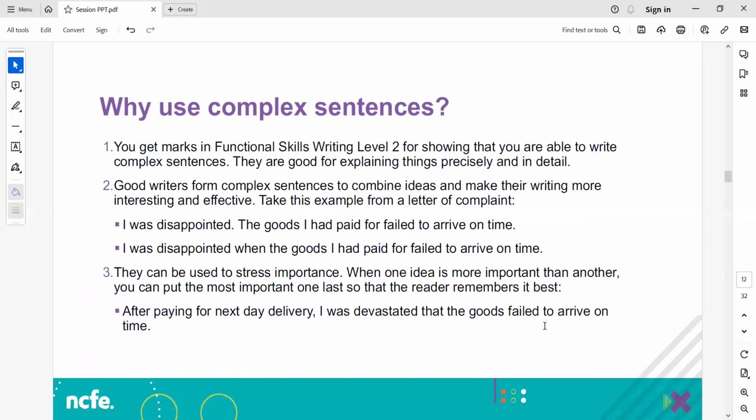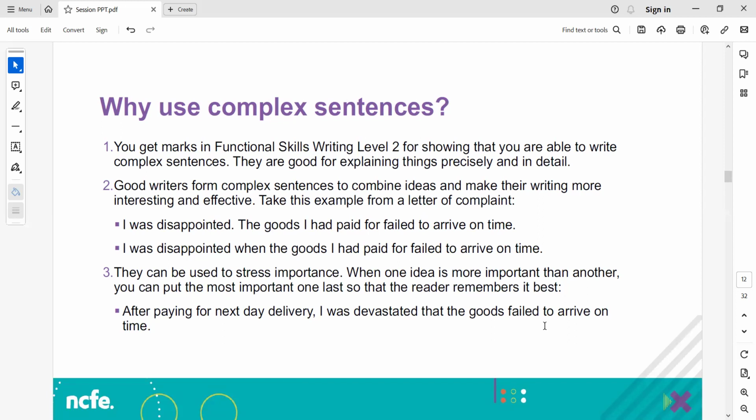Okay. So why do we use complex sentences? In your functional skills assessment for level 2 writing, you'll get marks for showing that you can write complex sentences. They're good for explaining things precisely and in detail. By adding subordinate clauses in those complex sentences, you add more detail. You can be more precise. Good writers form complex sentences to combine ideas and make their writing more interesting and effective.